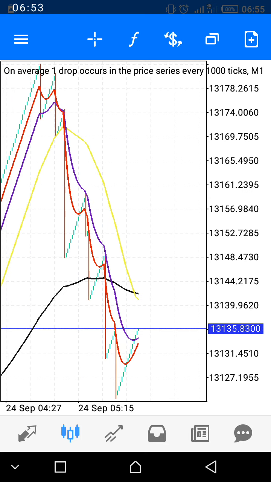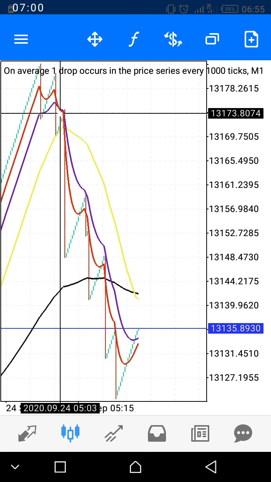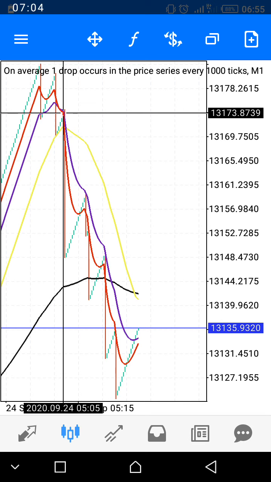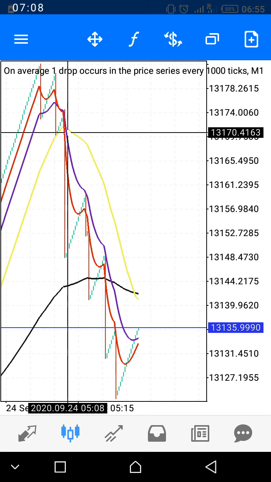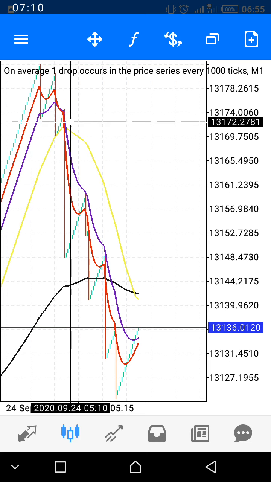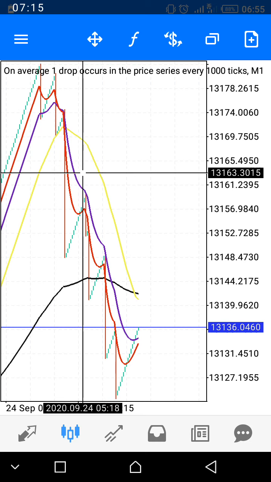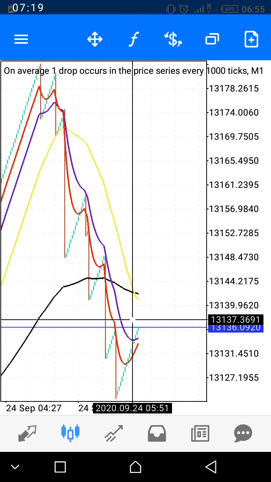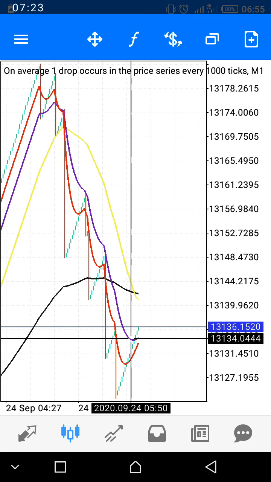You see? Look at this point. The moment you see the red cross, the 10 EMA red crossing this pink here, you see this point? Look at it. It's already going down. It shows you that the downward trend will go down a long way. You see, it's going down now. Now it's looking like it wants to cross here.